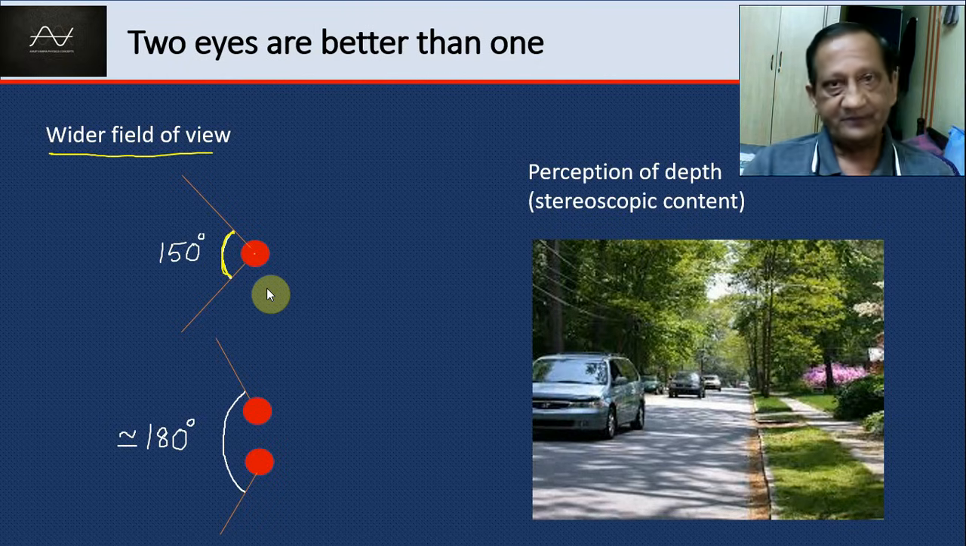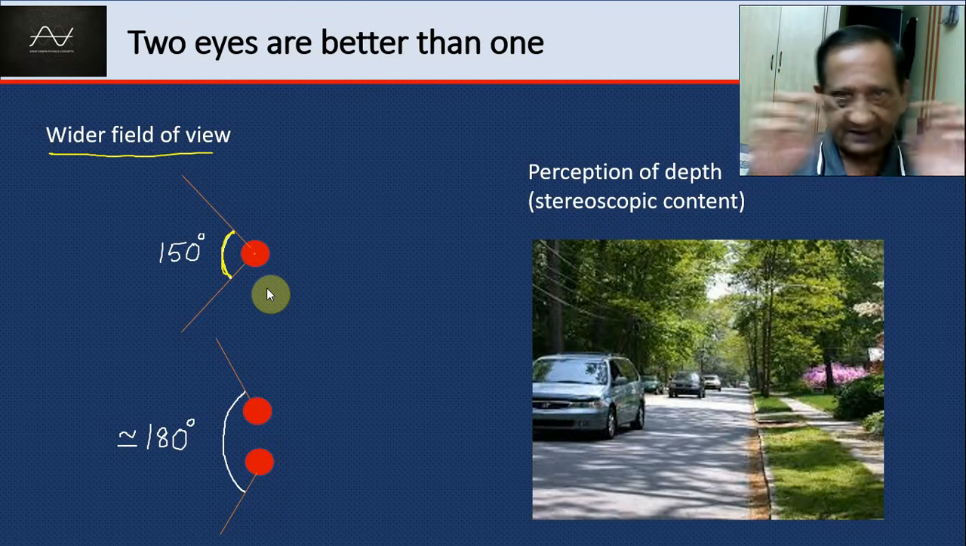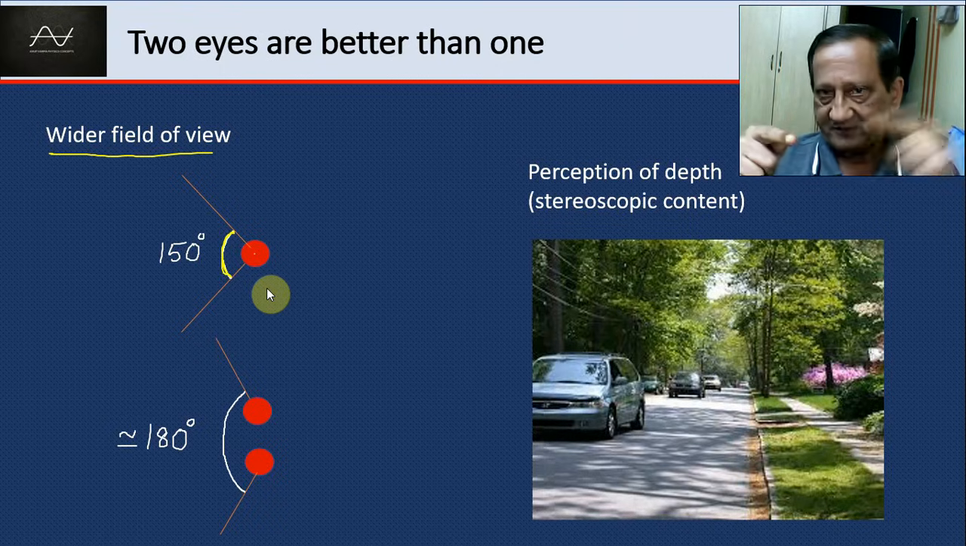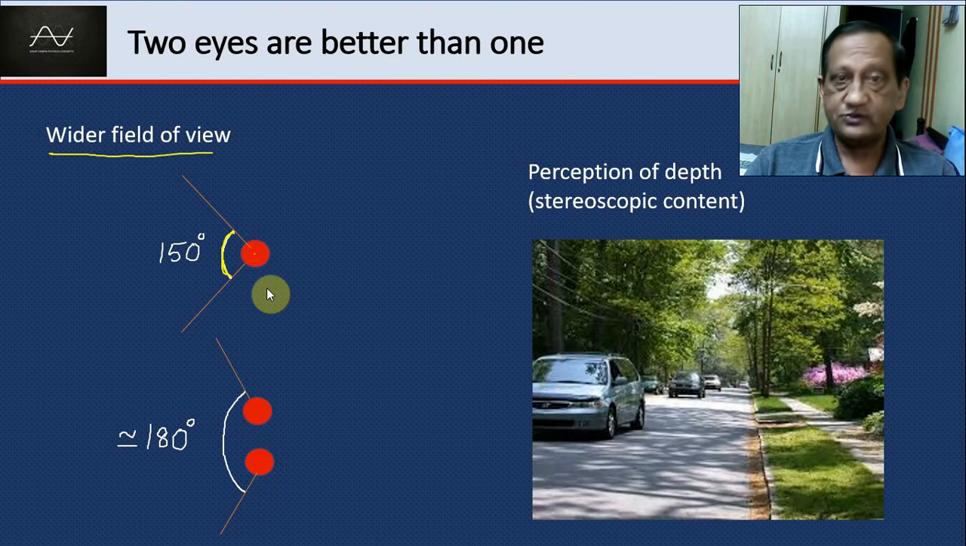And second, the two eyes are positioned at a slight separation. So you're looking at an object from two slightly different angles, that gives you a perception of depth or perception of the stereoscopic content. In this picture, how far is the second car from the first one? How wide is the road? All that perception of depth we get because of two eyes.